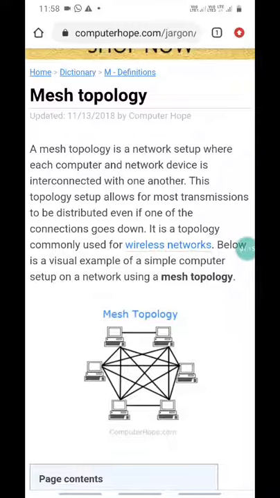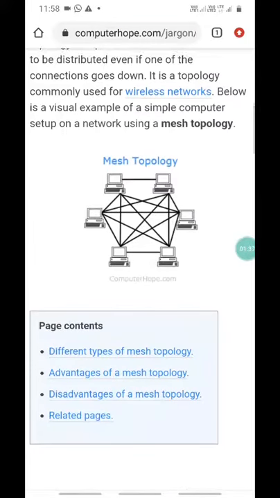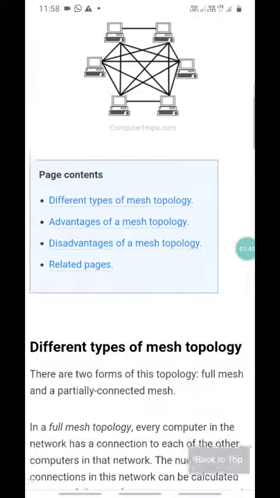It is a topology commonly used for wireless networks. Below is a visual example of a simple computer setup on a network using a mesh topology. So this is the diagram for mesh topology. Please draw the diagram. Each and every computer is connected to the others.